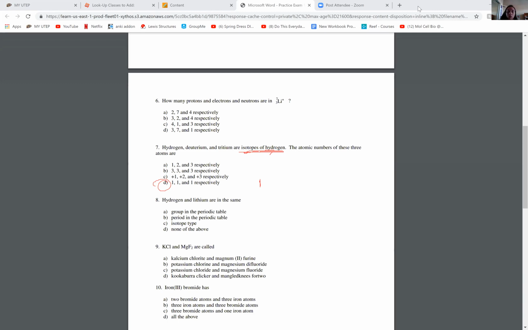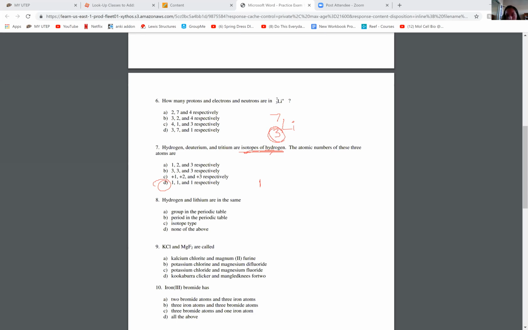Like we had with our lithium in number 6, we had the 7 up here. That's our mass number for our isotope. But then our atomic number was 3, which is right here. So that's our atomic number, and that's the number of protons we have.